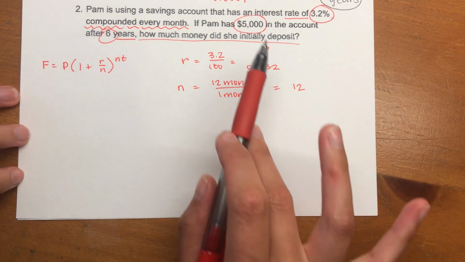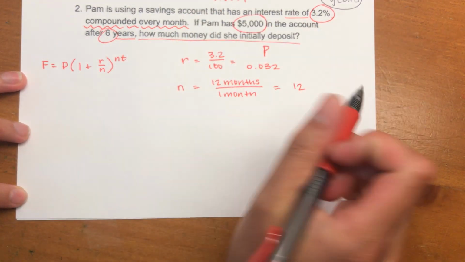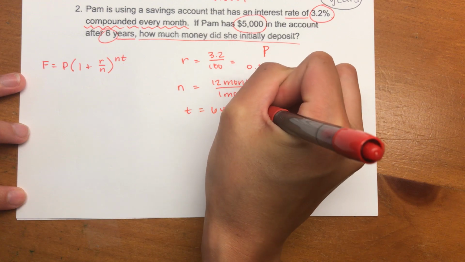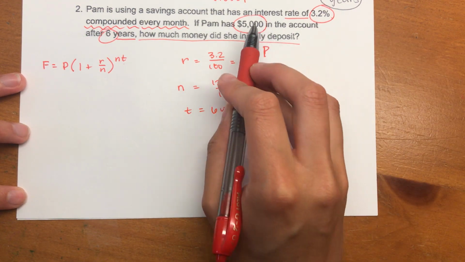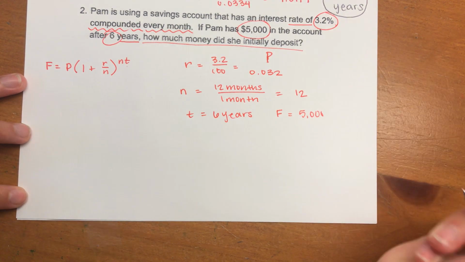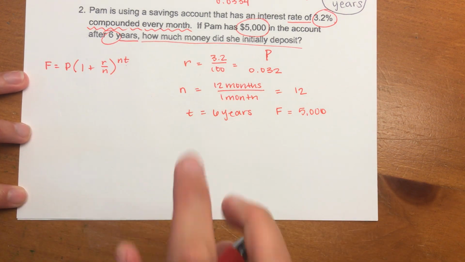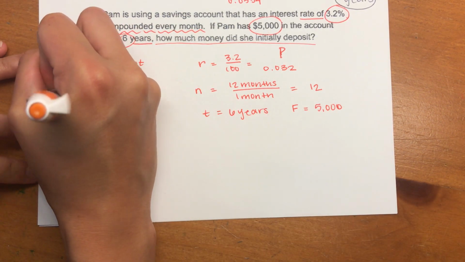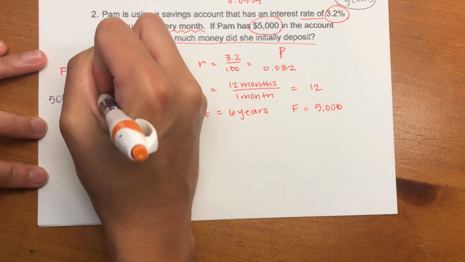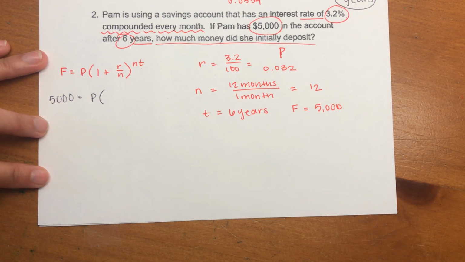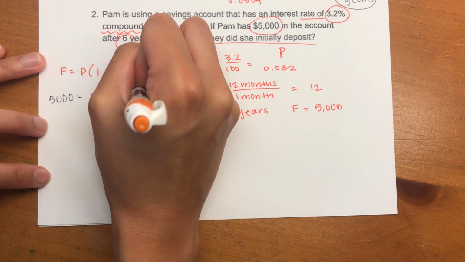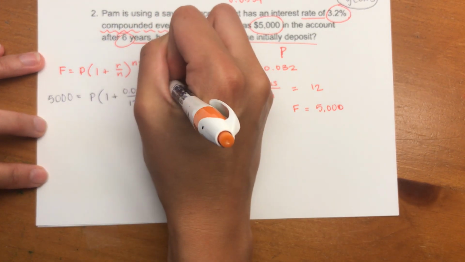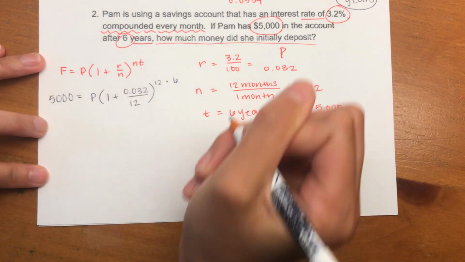Then we have $5,000 in the account after 6 years. And remember, whenever we do compound interest, T is always in years. So my T value is going to be 6 years. And my final amount, because we know we don't know the initial deposit, so the final amount is $5,000. Okay, so let's put all of this into our equation. We're substituting these values in. I'm going to have my final amount, $5,000, equals my initial value, P, times 1 plus my rate over my number of compounding periods, to the N times T, which is 6.